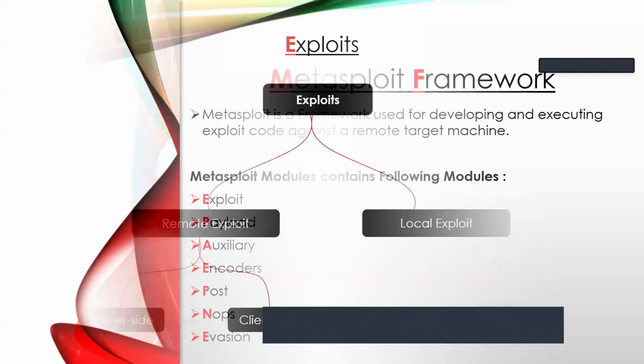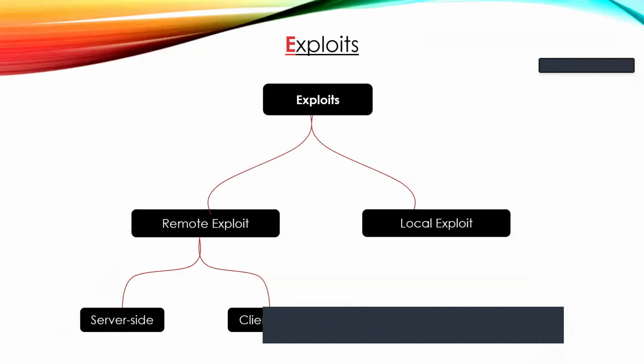And here I want to tell you one more thing. Exploits come in two major types. One is remote, the second one is local. First we talk about remote exploits. In remote, we have two types: server side and client side. Remote exploit means we are remotely exploiting the target.